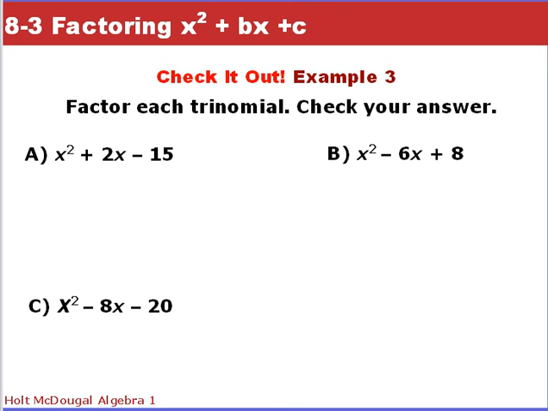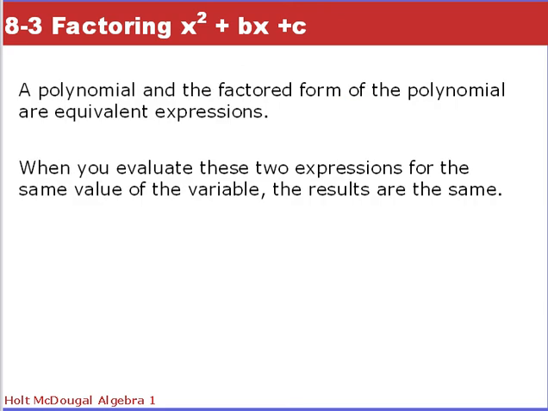A polynomial and the factored form of a polynomial are equivalent expressions. One is just all put together, the other one is taken apart. The results are going to be the same. That's how you can check your work to make sure you factored it completely or accurately.